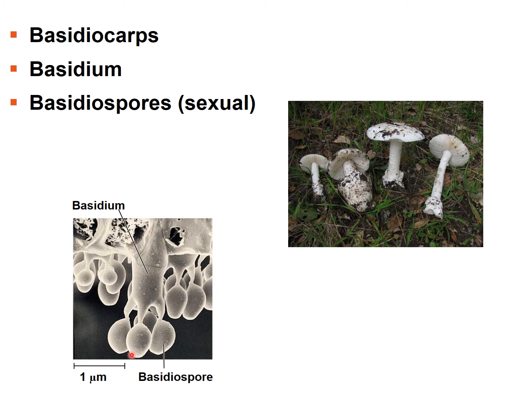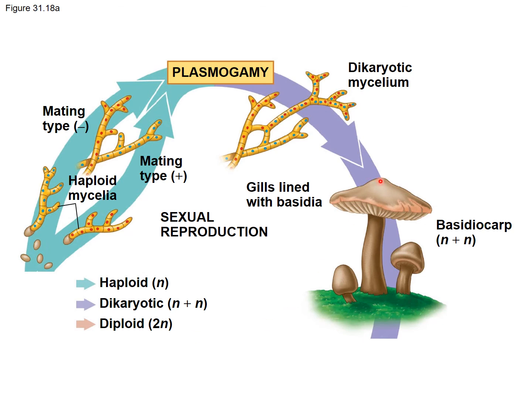This shows a basidium right here, and the basidiospores at the very tops of the basidium. Now let's look at the life cycle. Basidiomycota only participate in sexual reproduction. There is no asexual reproduction occurring here.